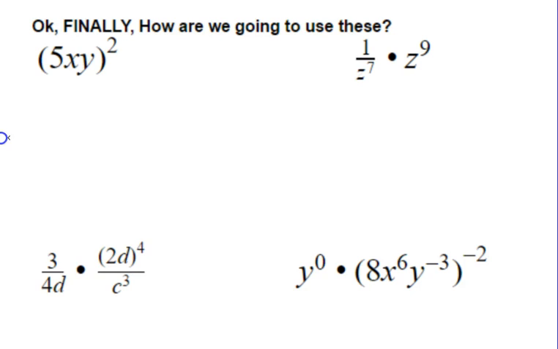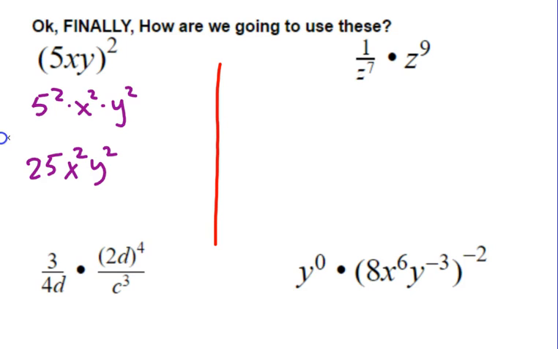So we have three things being multiplied in parentheses being squared, so we need to square each of them. 5 squared times x squared times y squared. Well, 5 squared can be simplified. That's 25 x squared y squared. Done.